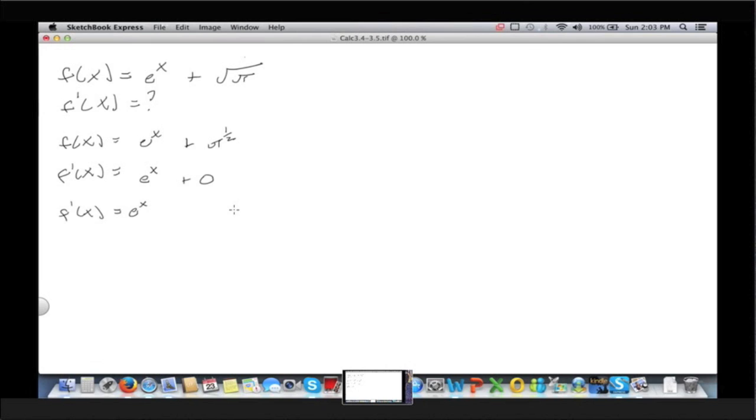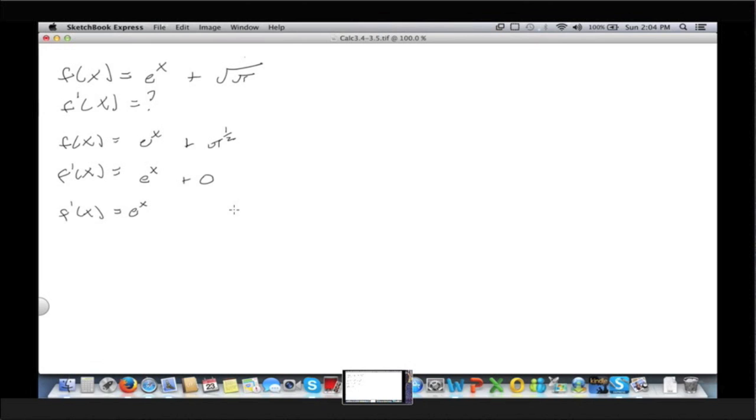So I noticed, let's see, you wrote down that root pi is pi to the 1/2, and then you said its derivative was 0. Why did you say that derivative was 0? Because it's a constant. That's right. So we don't use the power rule on that.